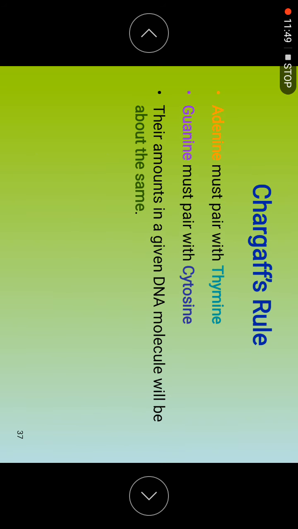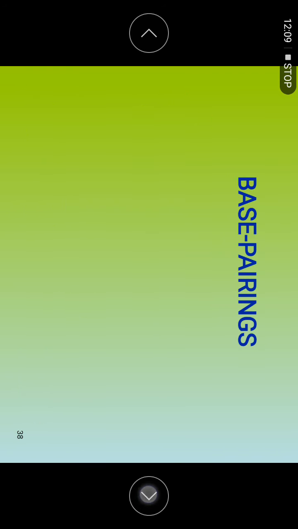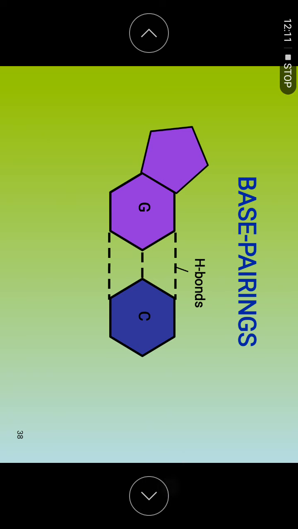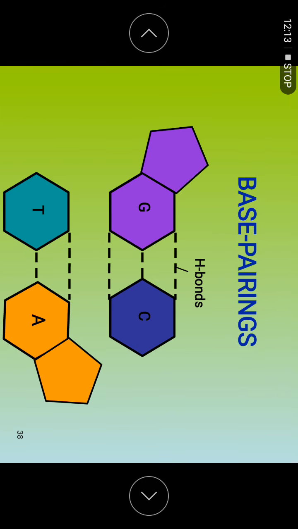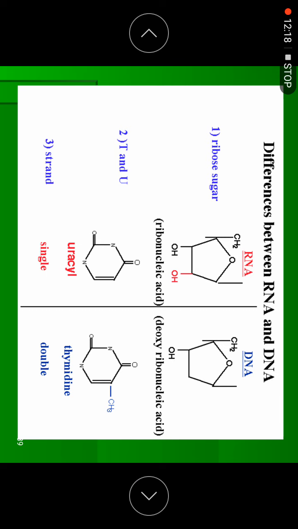Chargaff's rule is the one that says which base must pair with which. You don't need to know the name. You just need to know that A must pair with T, and G must pair with C. So in a given DNA, their amounts will be about the same. These are the base pairings, so you just read through. I explained already: hydrogen bonding is 3. This is important.